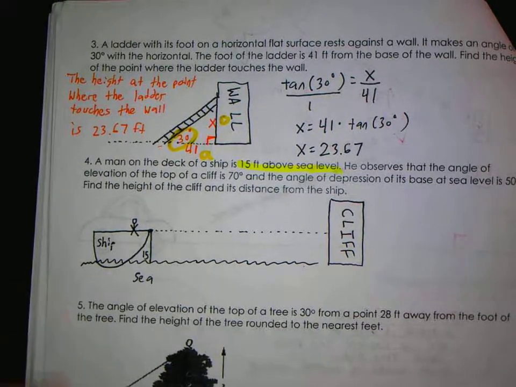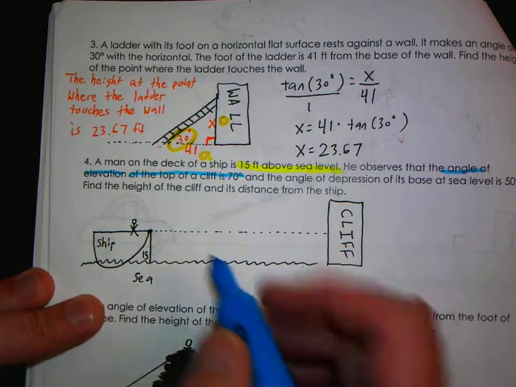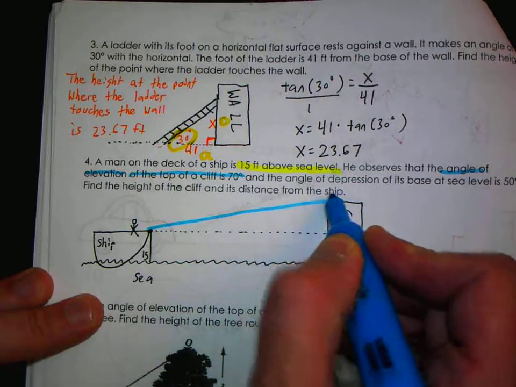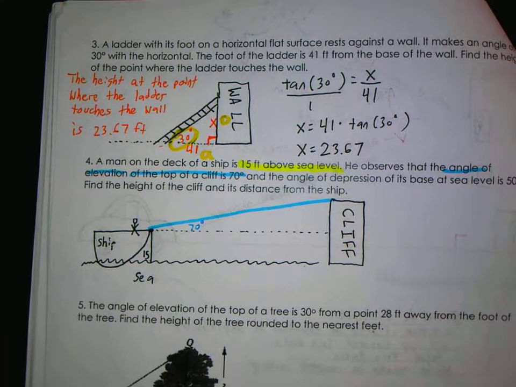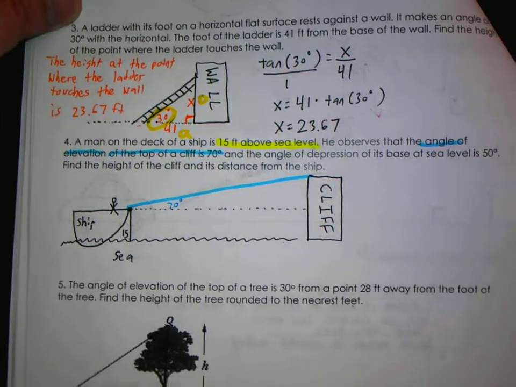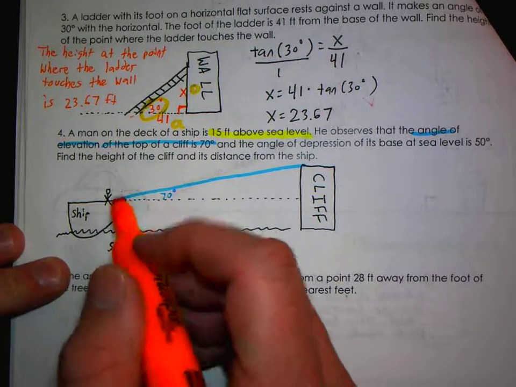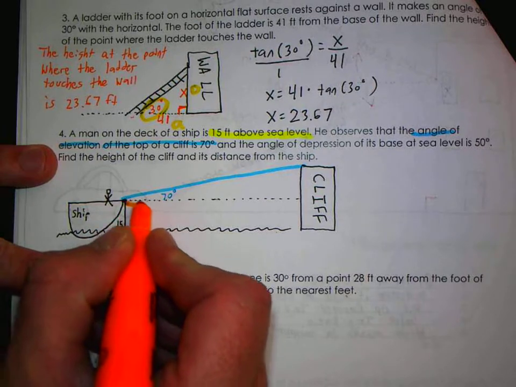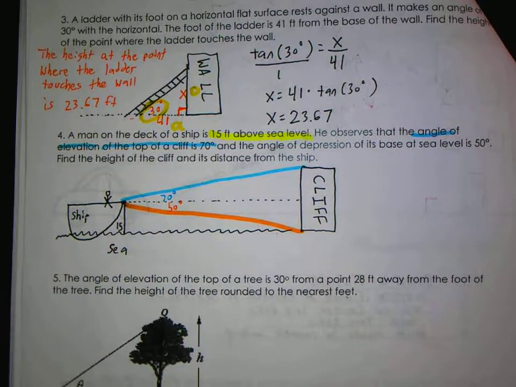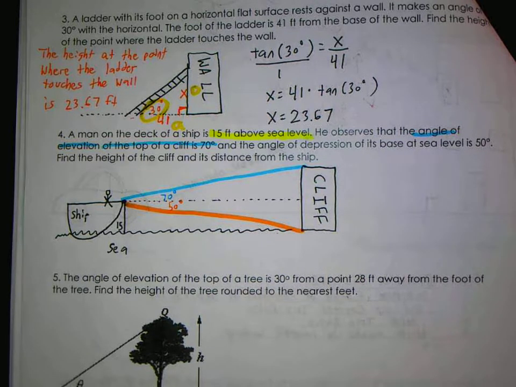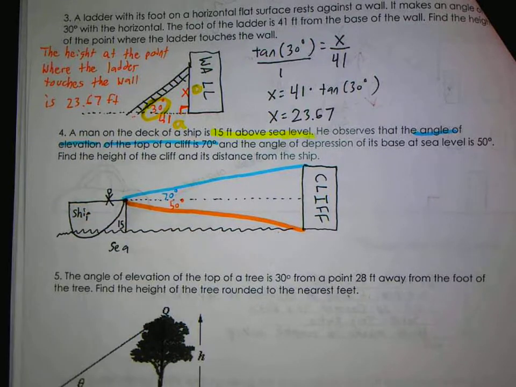So he observes that the angle of elevation, that means he's looking up, of the top of the cliff is 70 degrees. So what he's saying is, if I look right here, this is 70 degrees. Does that make sense? And the angle of depression of the base of the cliff at sea level is 50 degrees. So when he looks this way, he looks down to the bottom of the cliff, he notices that that's 50 degrees. So if he looks up to the top of the cliff, it's at a 70-degree angle. He's holding some sort of device that says top of the cliff, 70 degrees. He's looking down at the bottom of the cliff, and he's saying at the very bottom, 50 degrees.